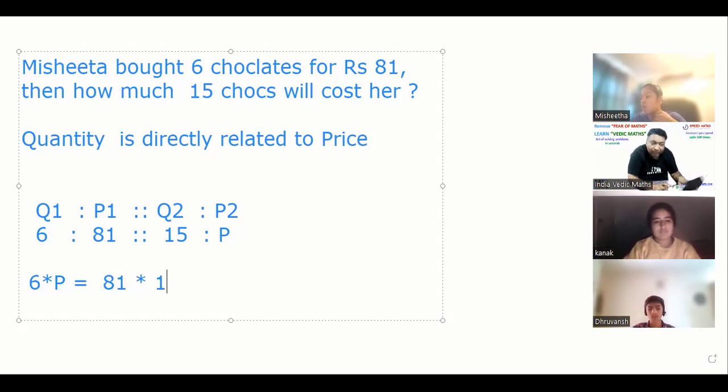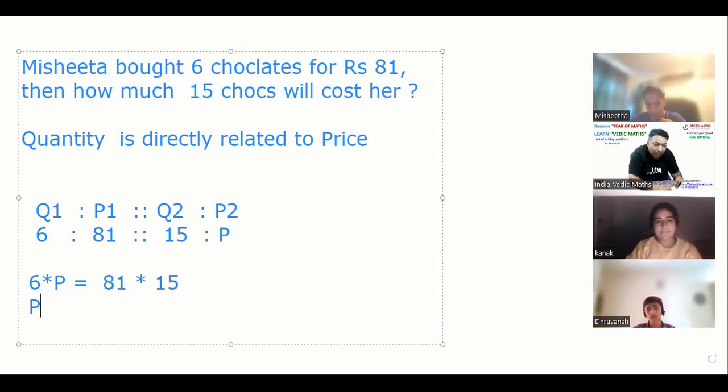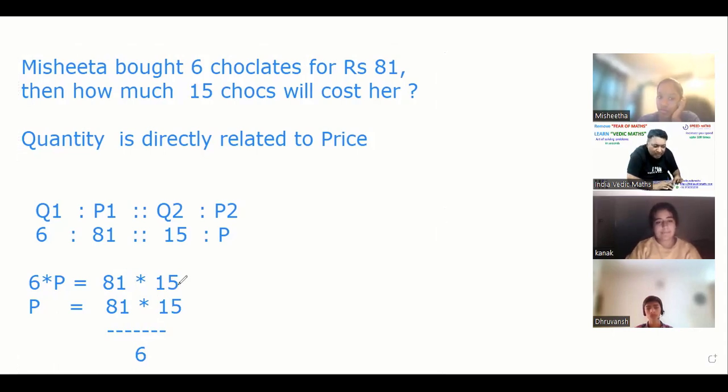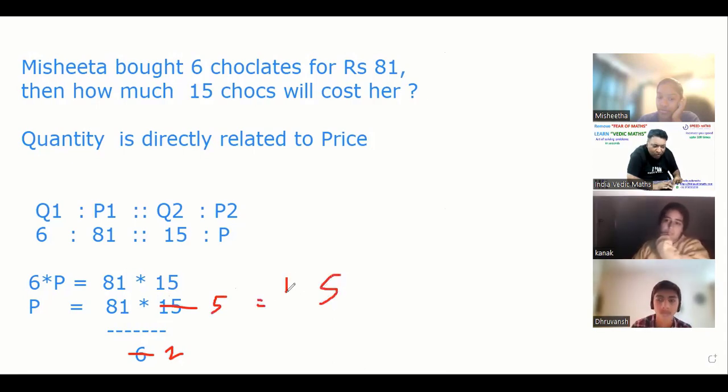Agree? So P will be equal to 81 times 15 divided by 6, and that should be the total money she has to pay. Obviously, we can solve by cancelling it out, but I'm just telling you this is the method. You can cancel 3 with 3 times 2 and 3 times 5, 81 into 5 is 405, divided by 2, so she will say, sir, the answer is 202.5.